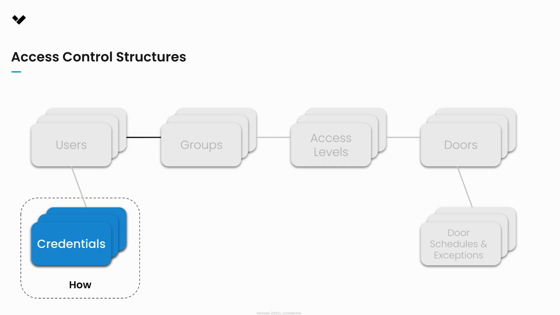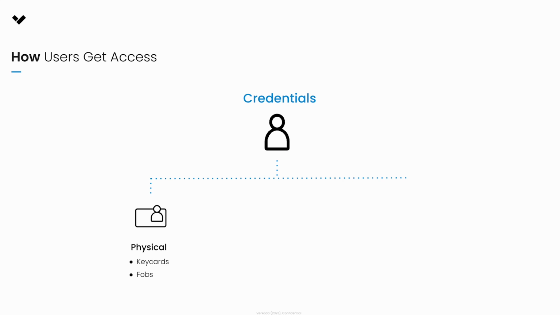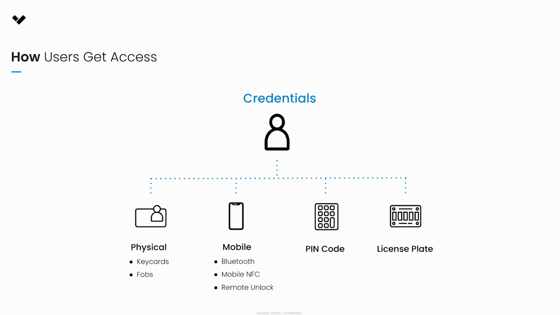This is done with credentials. Credentials are assigned to the user and can come in various forms. Verkada Access Control supports the following credential types: physical credentials, including keycards and fobs; mobile credentials, including Bluetooth unlock via the Verkada Pass app; mobile NFC and Apple Wallet for badging from a phone or Apple Watch; and remote unlock via the Verkada Pass app. We also support PIN codes and license plate unlock, where a camera recognizes a license plate and opens a gate or garage. A user can have more than one form of credential.